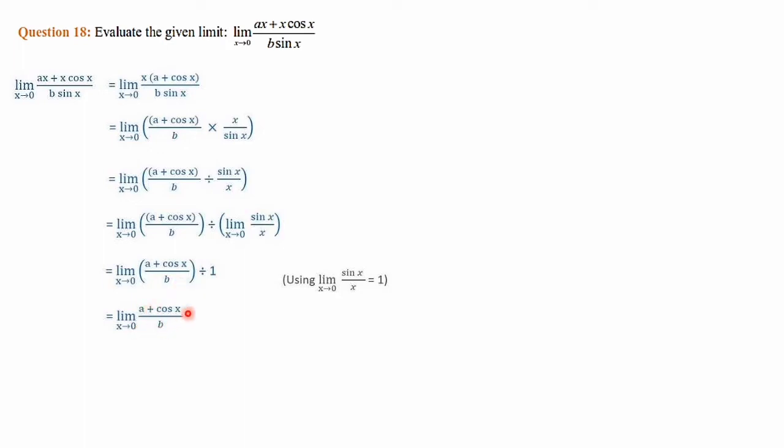Now we can substitute 0 for x, putting x is equal to 0. The cos x is changed to cos 0, divided by b. As we know, cos 0 is 1, so (a + 1) divided by b we are getting as the answer. Next we shall discuss question number 19.